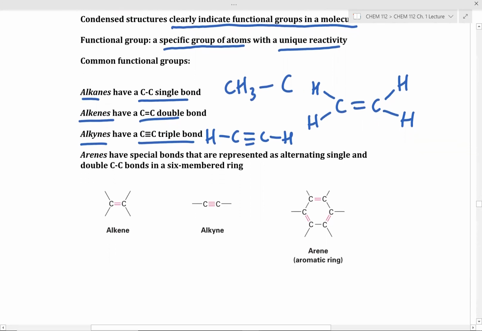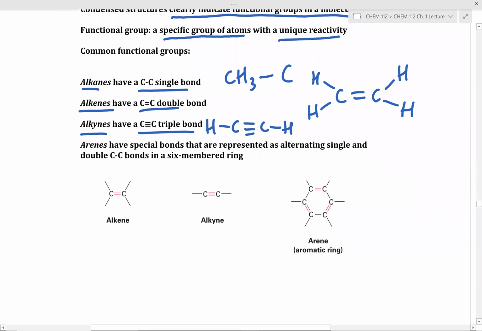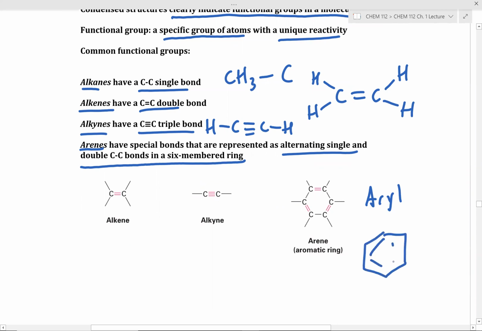There's one other functional group that's related to an alkene, but has substantially unique properties and reactivity. We call these arenes. They are represented as alternating single and double carbon-carbon bonds in a 6-membered ring. So this is known as an aryl functional group. Often also represented like so, or more canonically with a circle in the middle to represent resonance delocalization.